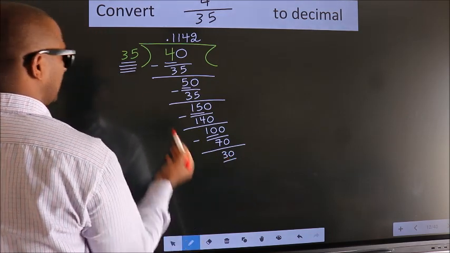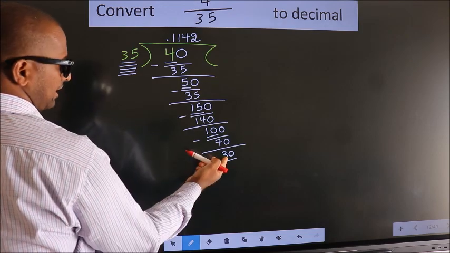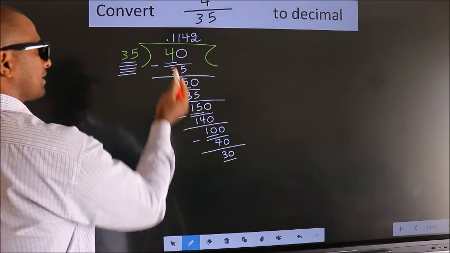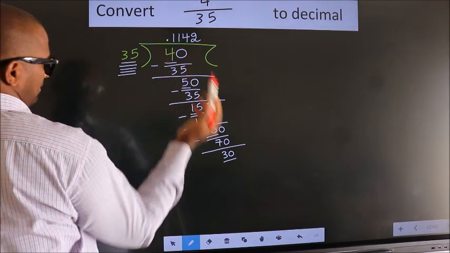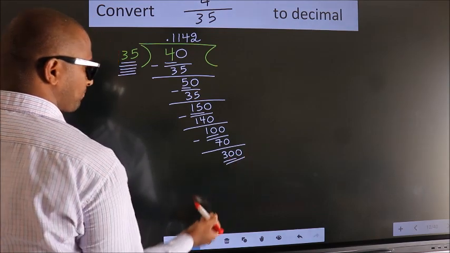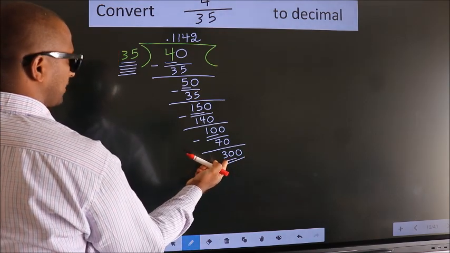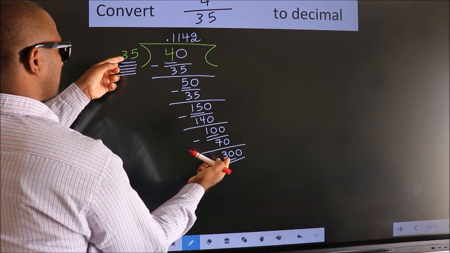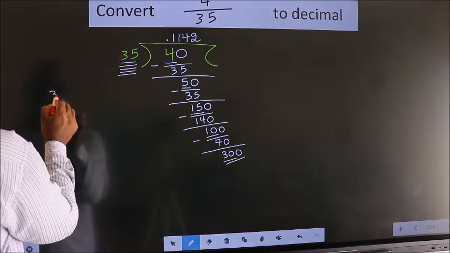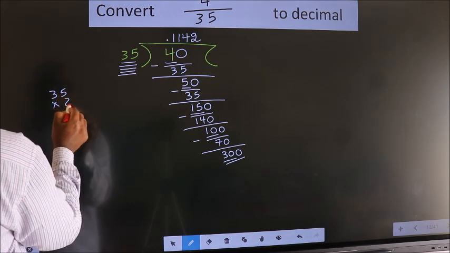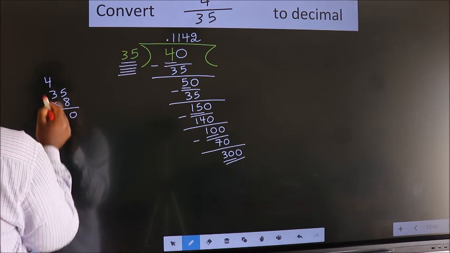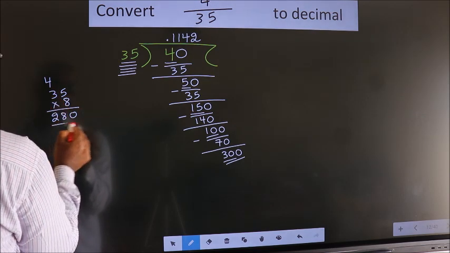Here we have 30, here 35. 30 smaller than 35, and we already have the decimal, so we can directly take 0. So 300. A number close to 300 in 35 table is, let us go with 8. So 35 8 times. 8 5s 40, 0 4. 8 3s 24 plus 4, 28.